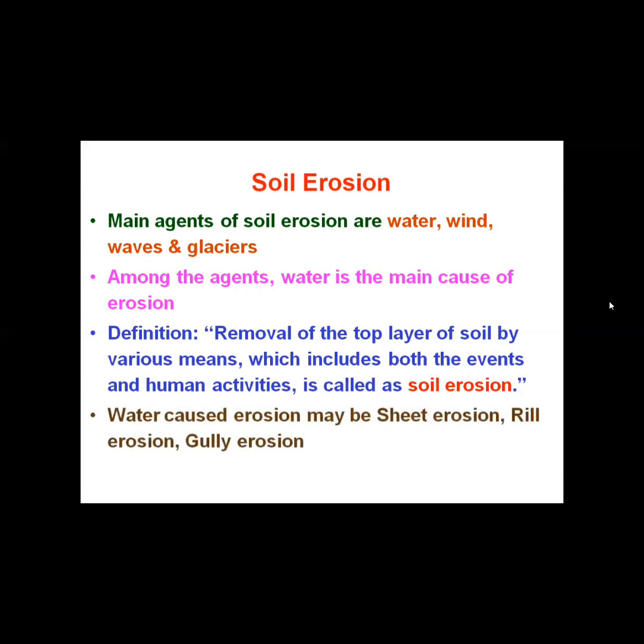Water caused erosion may be the sheet erosion, rill erosion or the gully erosion. Already we have seen this. Wind erosion also causes sheet erosion as well as the rill erosion, as and when there will be the higher flows of the wind.